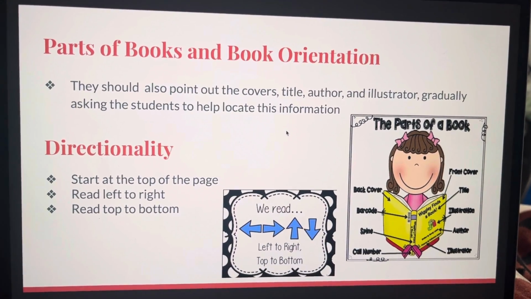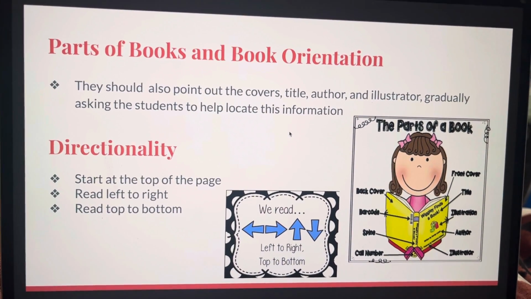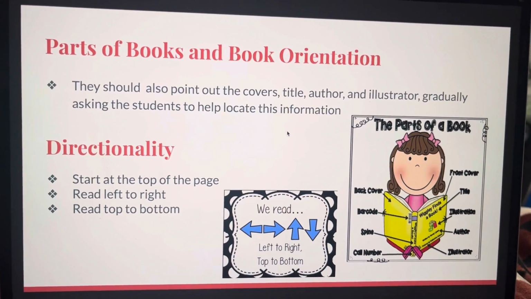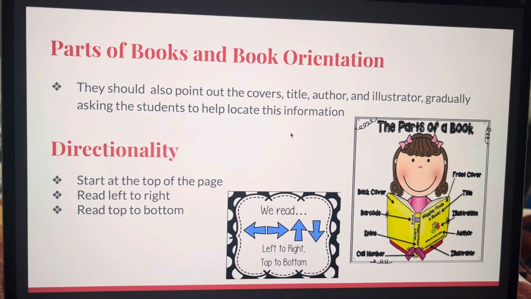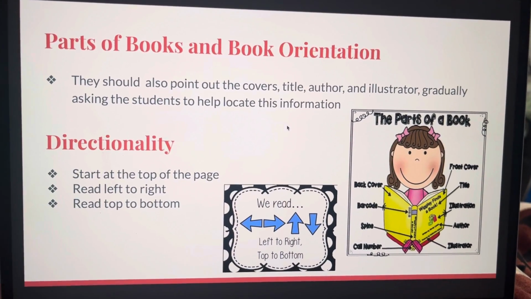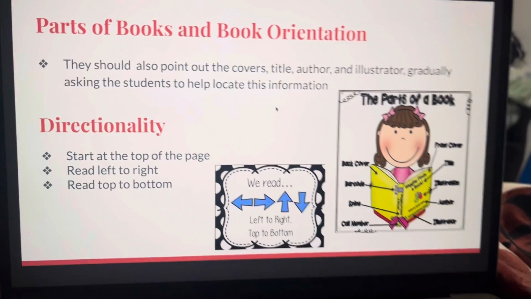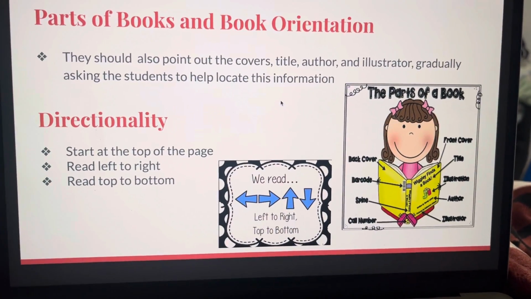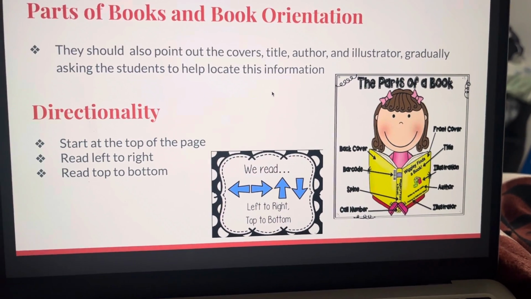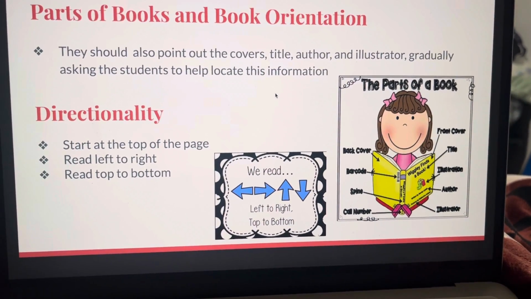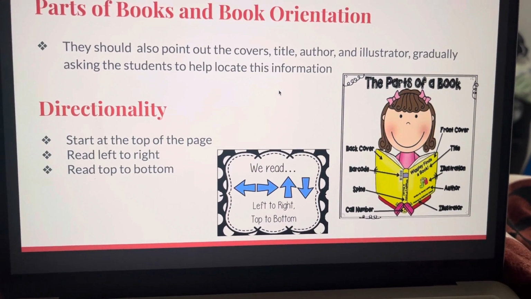Parts of books and book orientation. They should also point out the covers, title, author, and illustrator, gradually asking the students to help locate this information of books. Just like in this display. Parts of the book: it shows the book cover, the barcode, the spine, the call number, the illustrator, the author, an illustration, the title, and the front cover.